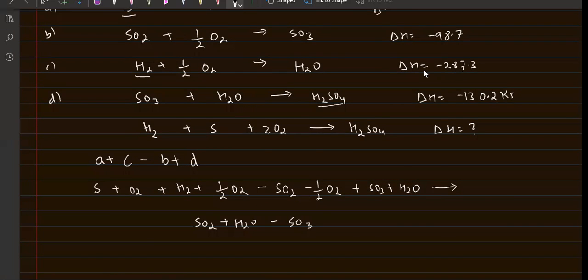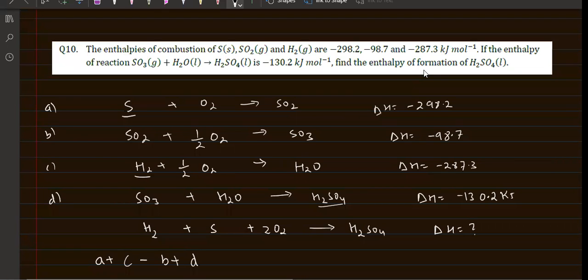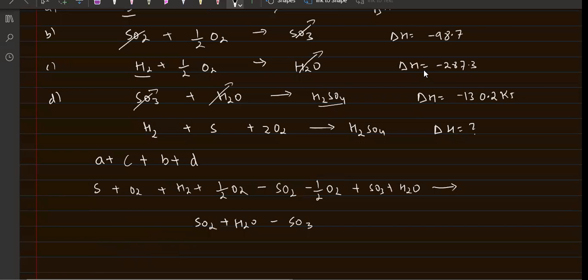Sorry, my bad. Since SO2 and SO3 are already formed, now you need not subtract anything. You just need to add everything, because SO2 is getting cancelled over here, SO3 and SO3 are getting cancelled, and H2 and H2 are getting cancelled. You don't have to subtract anything, just add everything: A plus B plus C plus D, because everything is getting cancelled. Plus H2O.